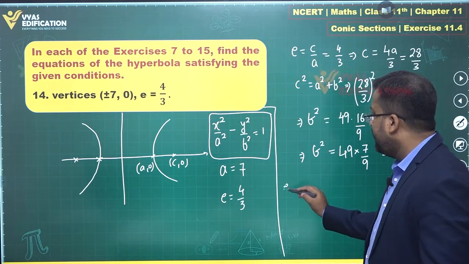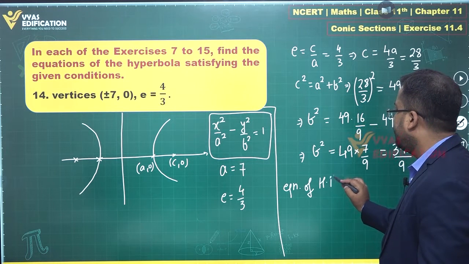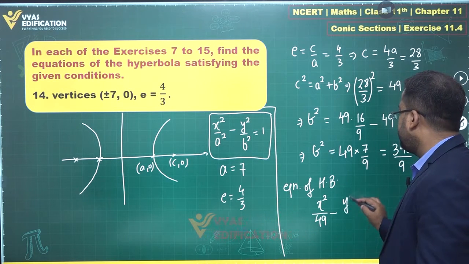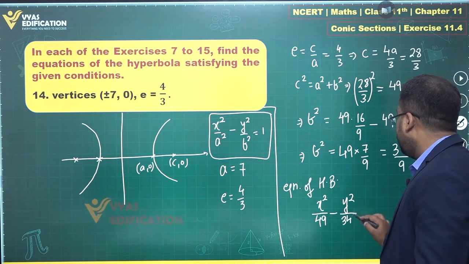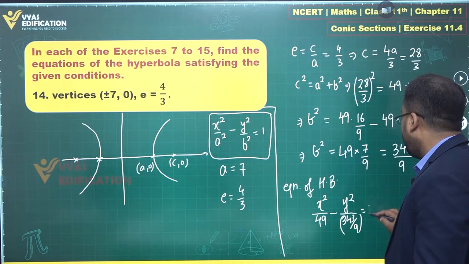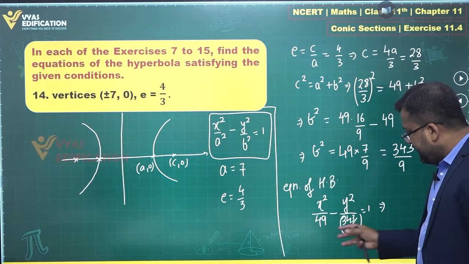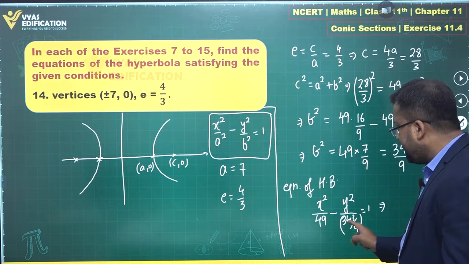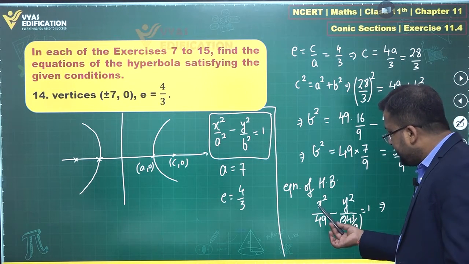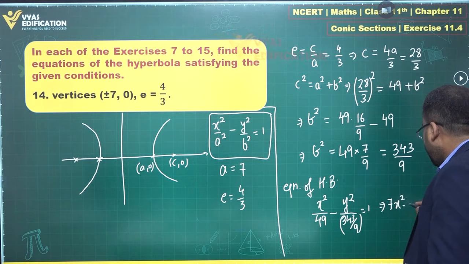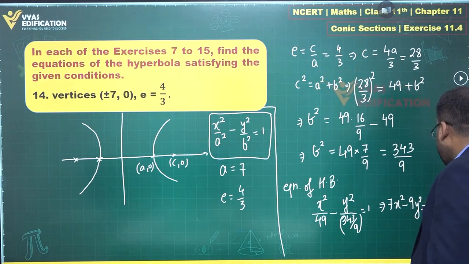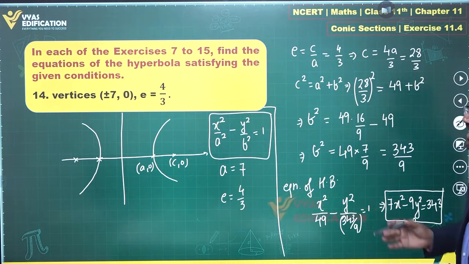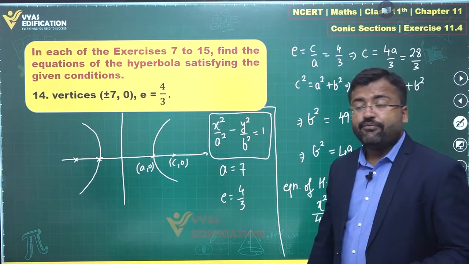And a is already given. Therefore, the equation of hyperbola will be x square by a square minus y square by b square, 343 upon 9 is equal to 1. Okay. Can I write this by simplifying a bit further? Yes. Maybe we can. This 9 will come over here and we can take LCM as 343, right? So I'll have to multiply this by 7 in the numerator. 7x square minus 9y square is equal to 343 is what I get for this particular question. This is the final answer in this 14th question, as you can see over here.